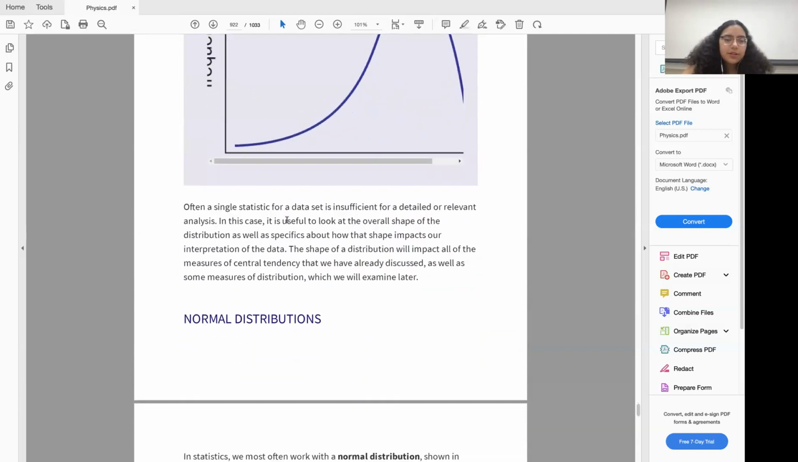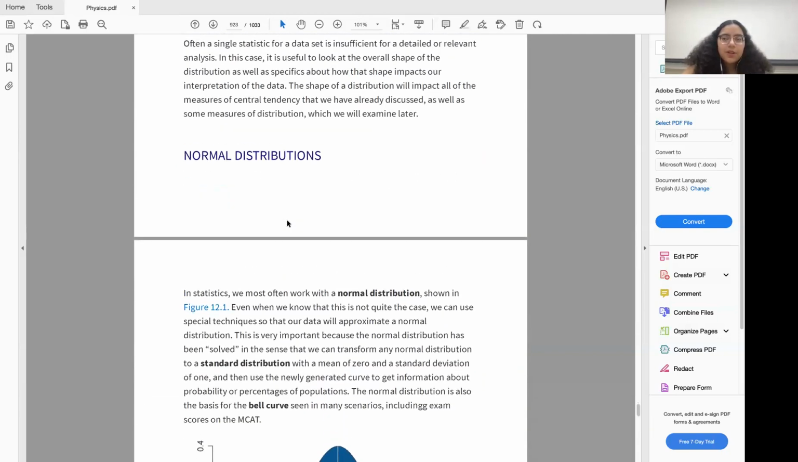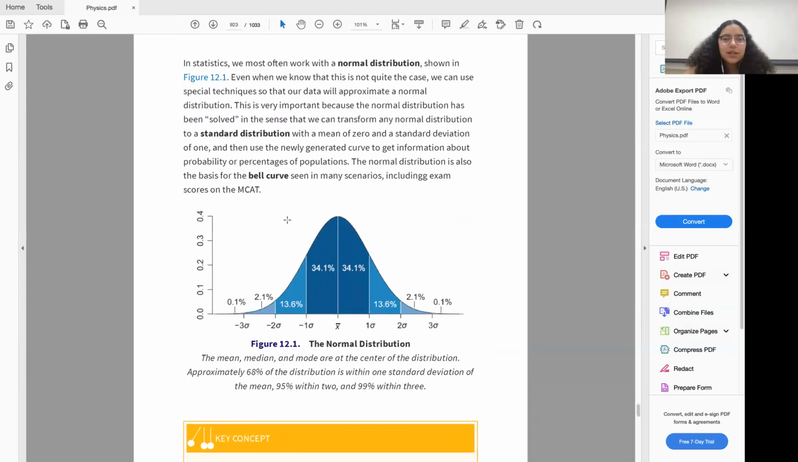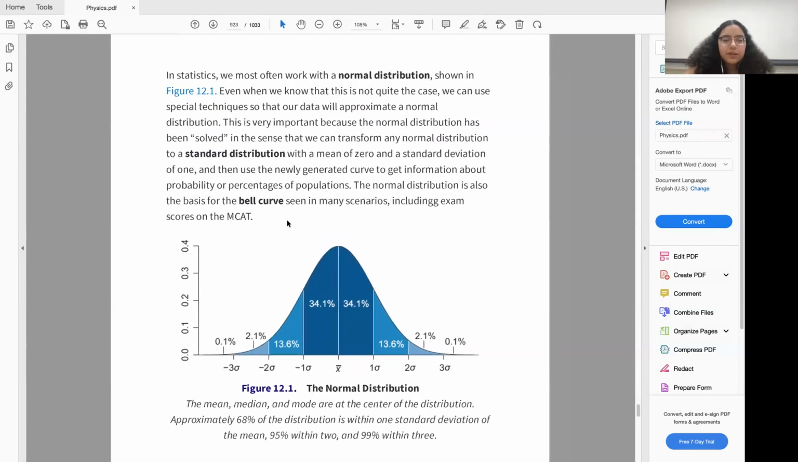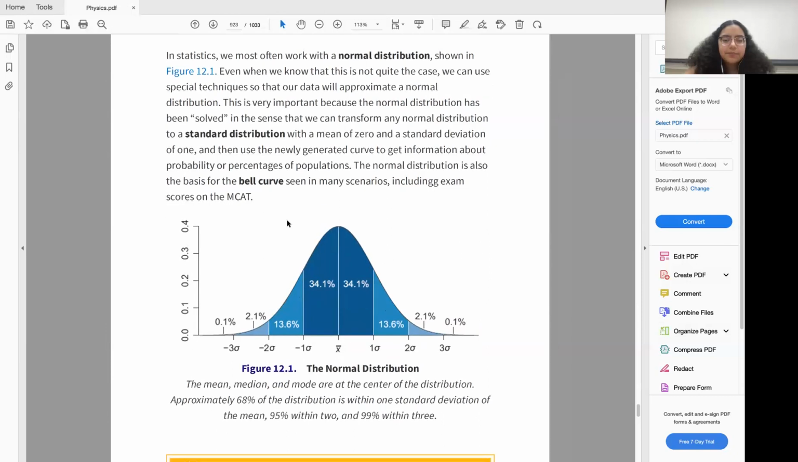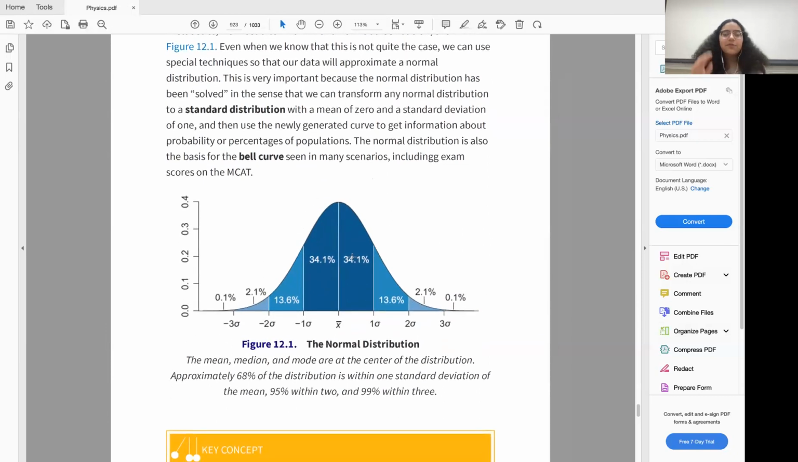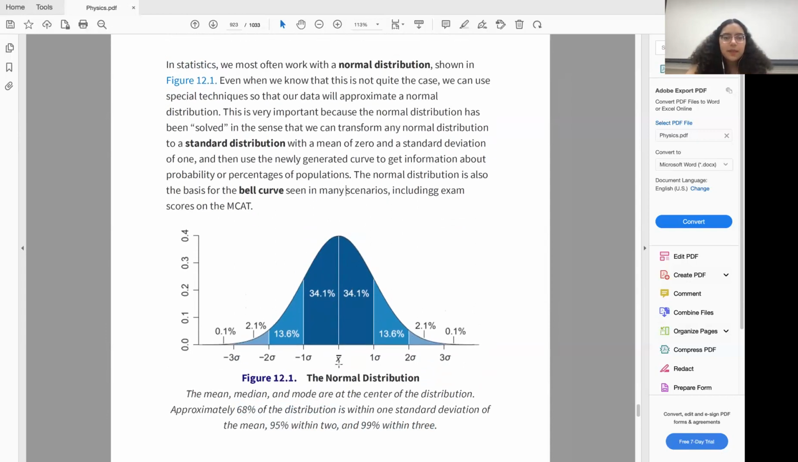And then for distribution, there's a lot of talk about normal distribution. That's the bell curve here, and it splits off into how many standard deviations away you are. About 68% is within 1 standard deviation, so that's the dark blue. From your mean, you're 1 standard deviation above or below, and then 95% within 2 and 99% within 3. So that's why it's very central to the mean. Supposedly MCAT scores are also on a bell curve.